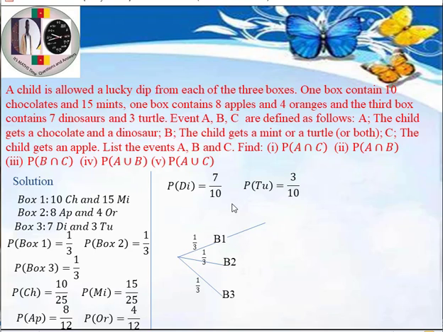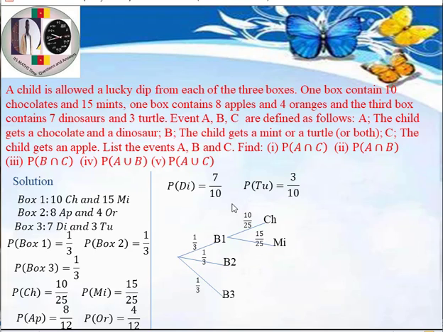So if we choose from box 1, we can get a chocolate or we can get what? A mint. So in this case, the probability of getting a chocolate, we have how many? 10 on 25, pardon. And the probability of getting a mint, we have 15 on 25.